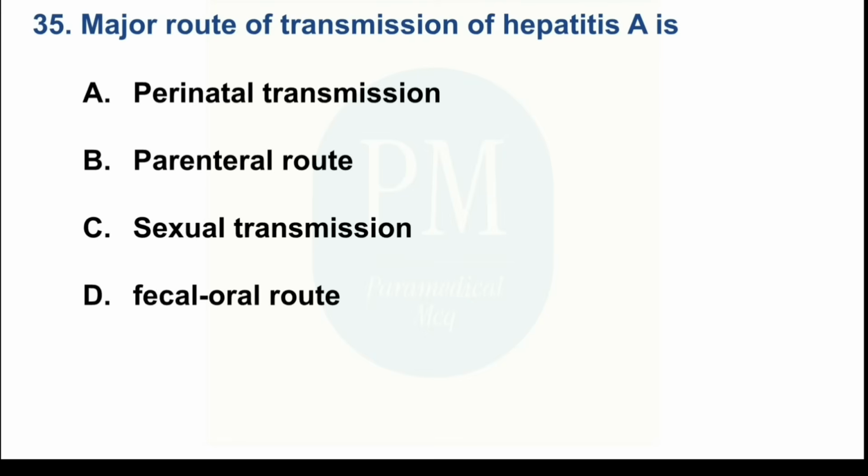Major route of transmission of hepatitis A is option A perinatal transmission, option B parenteral route, option C sexual transmission, option D fecal oral route. The correct option is option D fecal oral route.